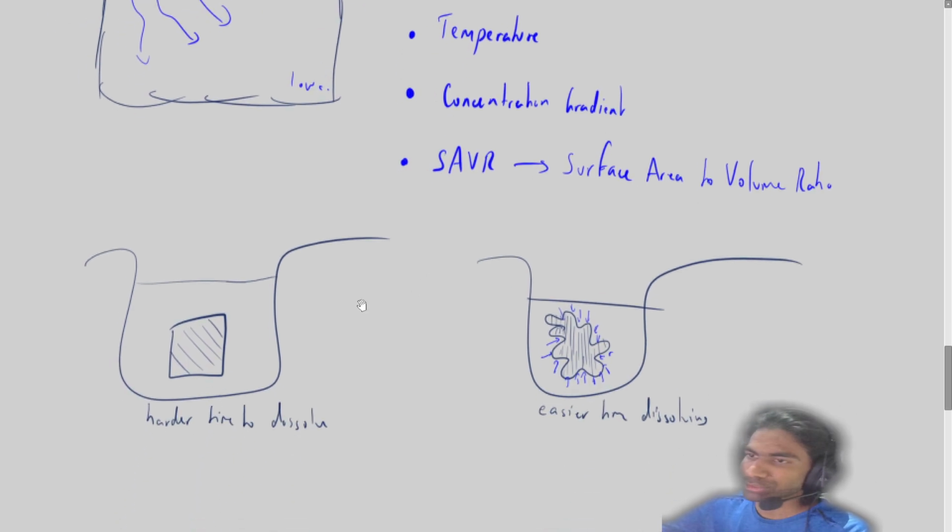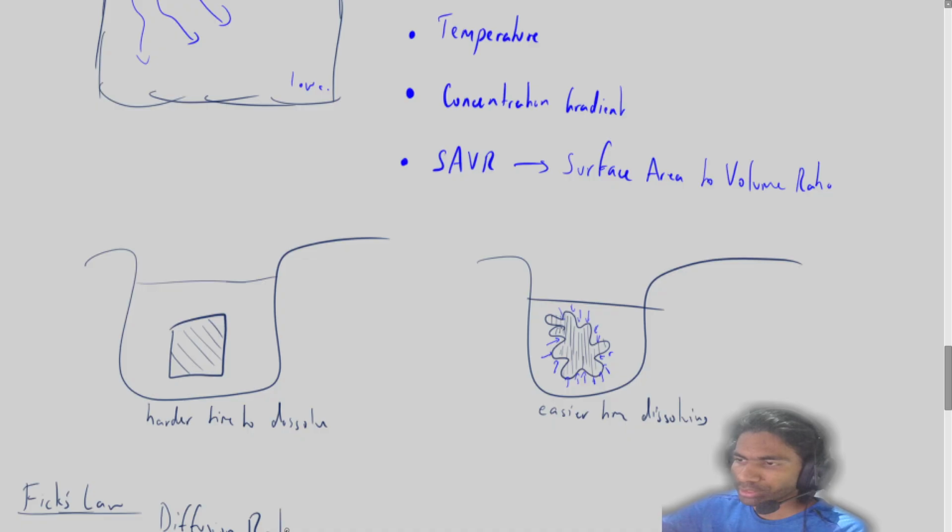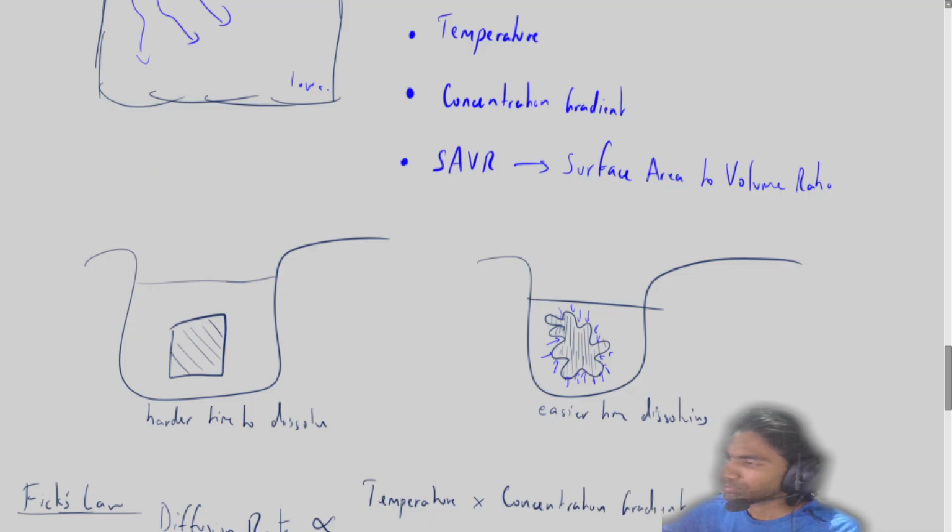Okay, this relates to something that's called Fick's law. It's a bit of a shorthand for you to keep in mind, but Fick's law basically states that the diffusion rate is proportional to the temperature times the concentration gradient all over the surface area. Oh, sorry, that's also included here. Surface area to volume ratio. Now, there's one more point as well that the diffusion rate is impacted by negatively instead, and that is the diffusion pathway.